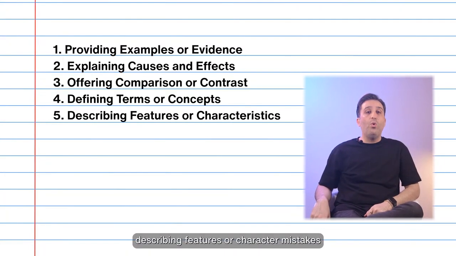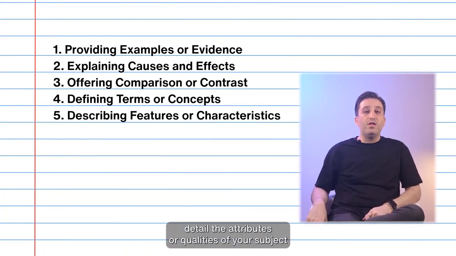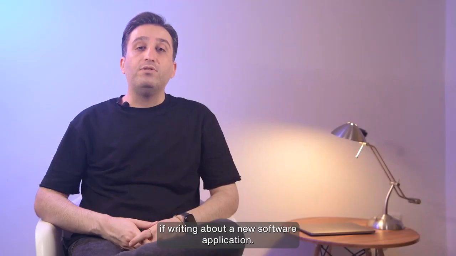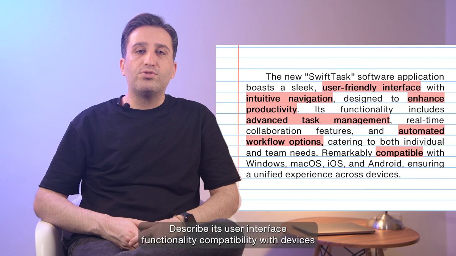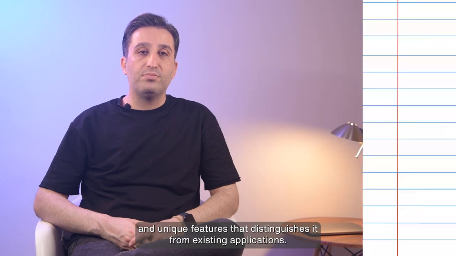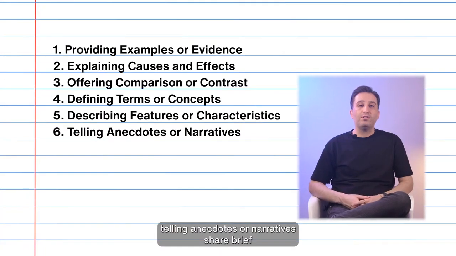Describing features or characteristics. Detail the attributes or qualities of your subject. If writing about a new software application, describe its user interface, functionality, compatibility with devices, and unique features that distinguish it from existing applications.